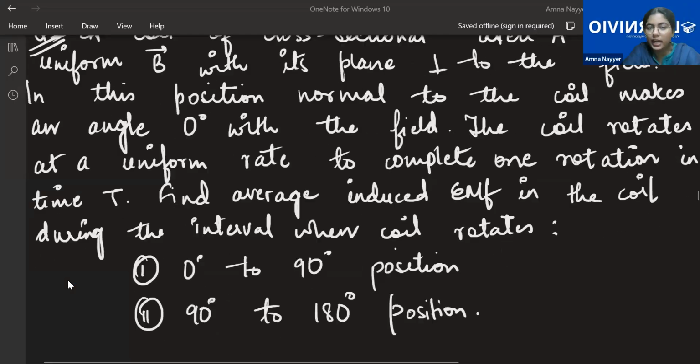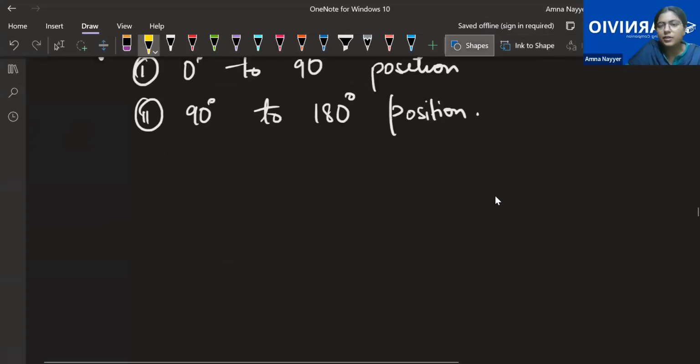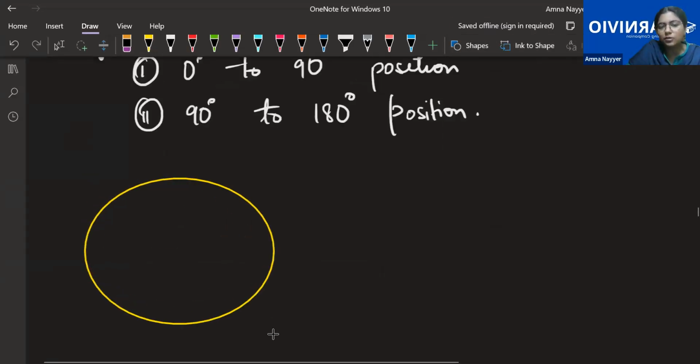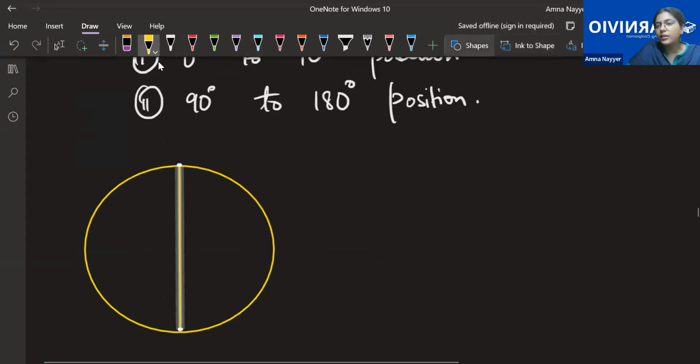This rotation of the coil, you will be able to understand better in the chapter on alternating current. There we have the equation for it, and how the coil rotates at different angles. Right now, it is part of this because here you don't have to do anything with respect to the rotation of the coil.